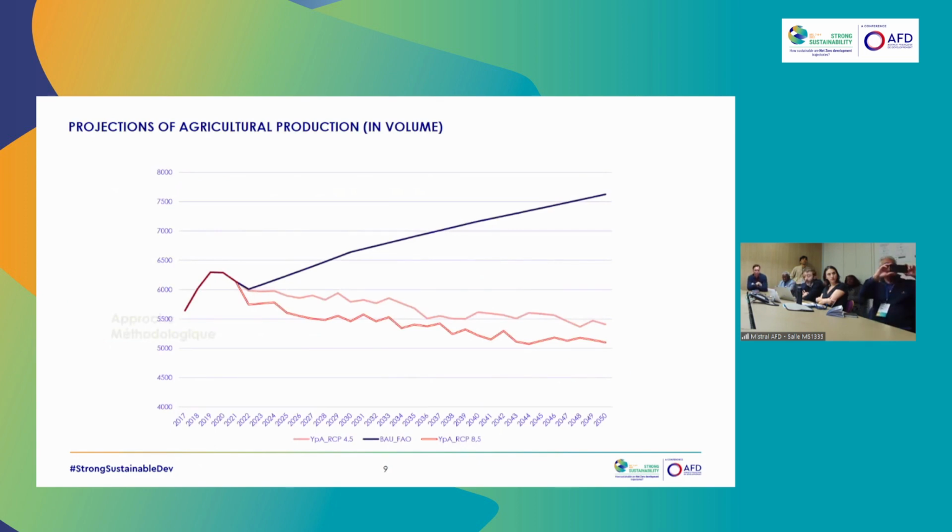This is the projections in a single graph. The black line is business as usual, and in our case, business as usual means no climate change at all. If there was no climate change, Tunisian agricultural production would grow like the dark blue line. The orange one is RCP 4.5, and the red one below is RCP 8.5. That's where agricultural production is supposed to go over time until 2050. And as I've said, what we are going to do is simulate the red one at the bottom, the RCP 8.5.